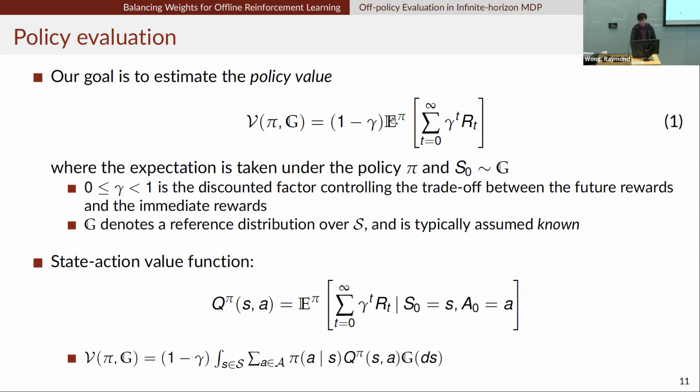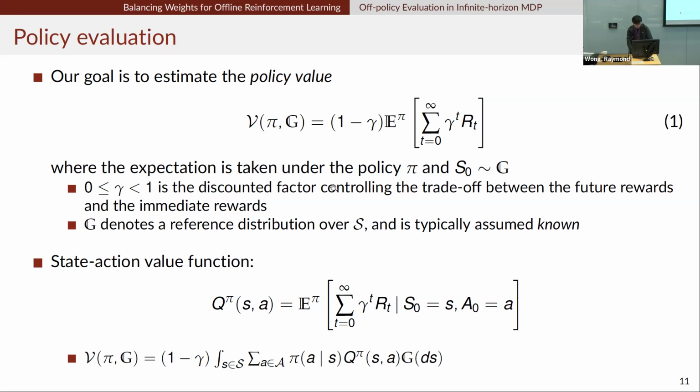So here the expectation is taken with respect to a distribution induced by the target policy pi and also an initial reference distribution G. So you design how to evaluate the policy. So you choose G. Okay. So if you look at the definition, you also see that the sum is taken over infinite time points. This is what we refer to as infinite horizon.